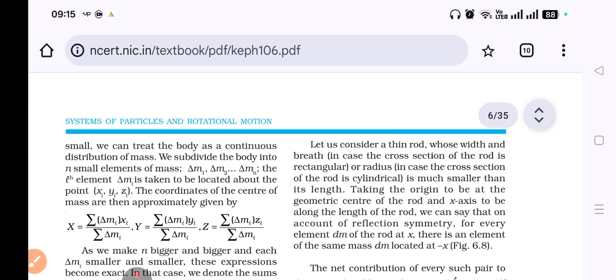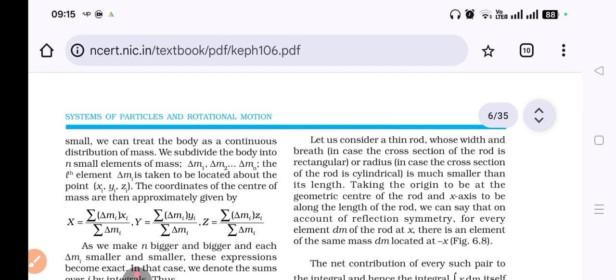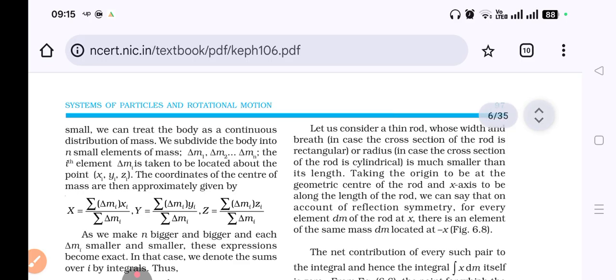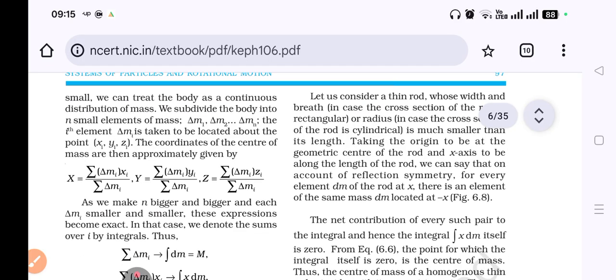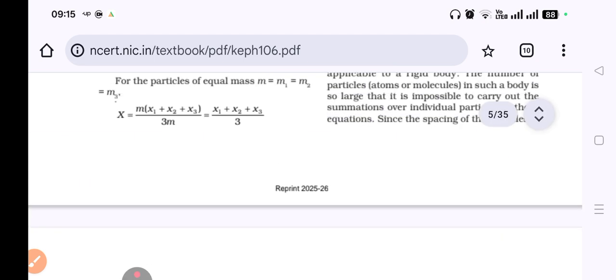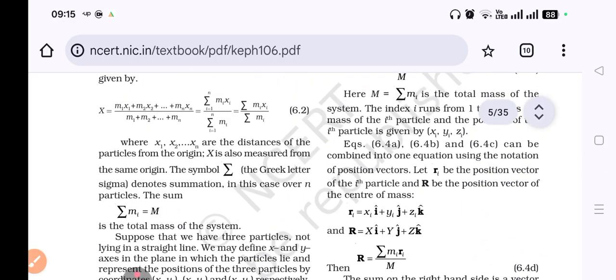What we can do is divide the entire body into small elements of mass: delta m1, delta m2, up to delta mn. We will do the similar thing that we did for one particle, two particles, three particles. This was the formula we had arrived at, if you recall.